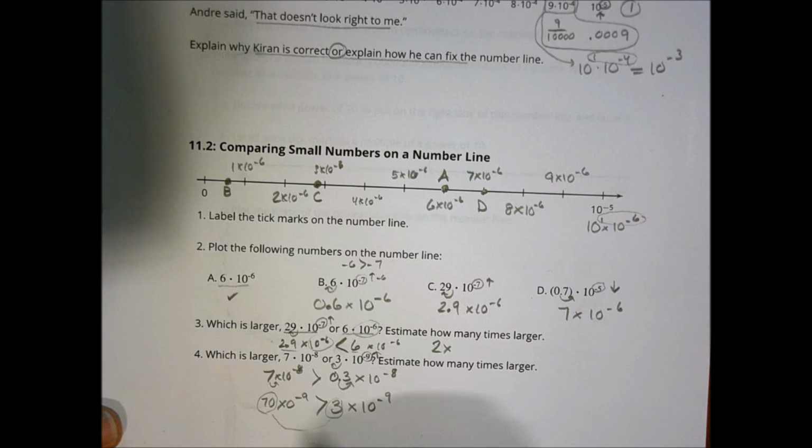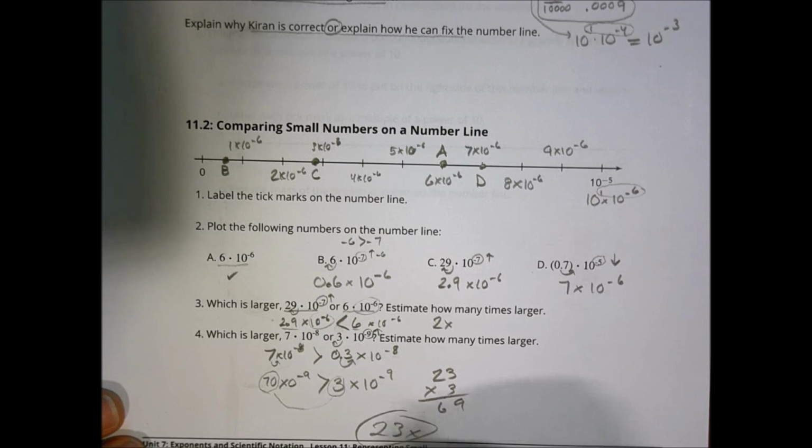The difference between these two, if you just did some division there, my answer key says it's about 20 times. Well, 3 times 20 is 60, so it's actually more than 20. And in reality, if I did 23 times 3, you end up with 69. So I would say personally about 23 times greater is what you'd have here from one number to the next.